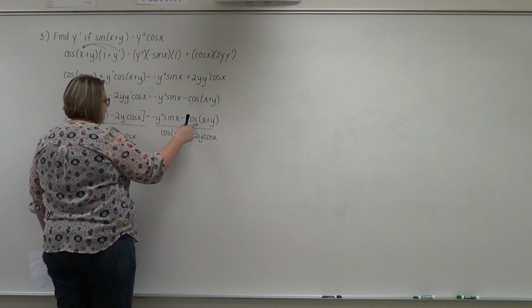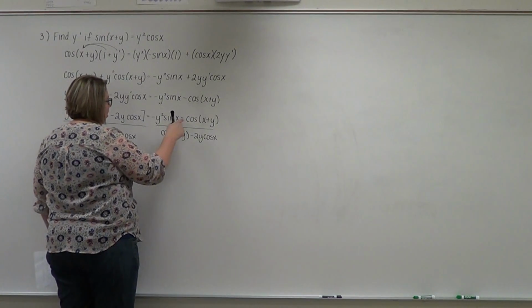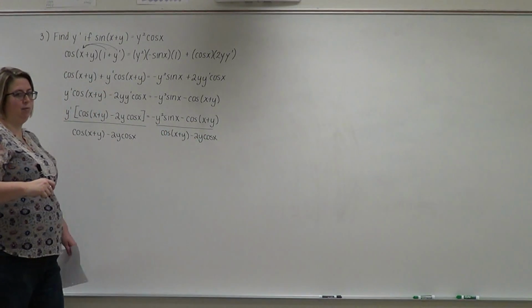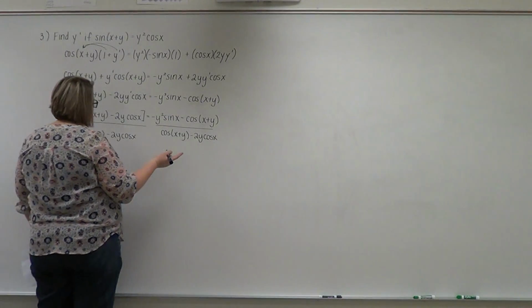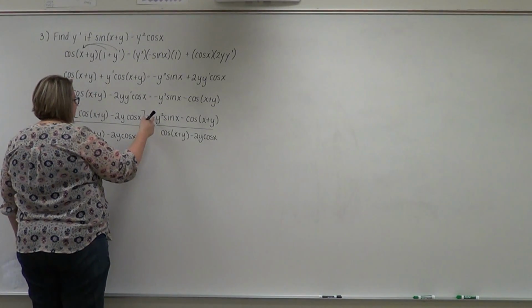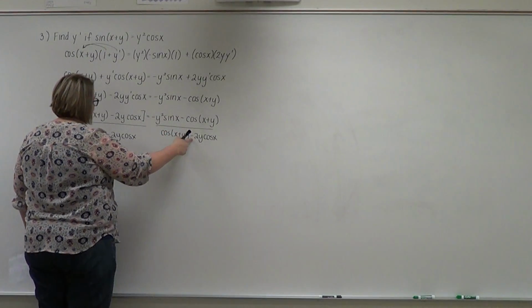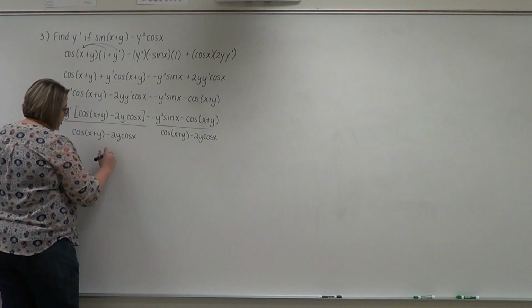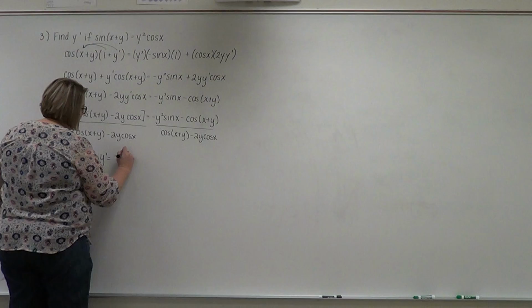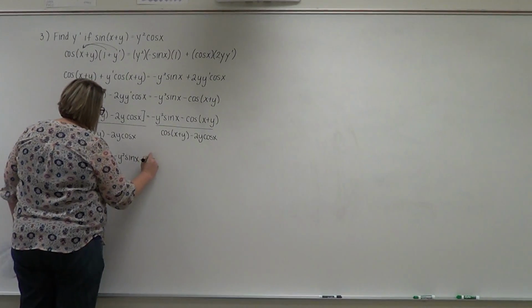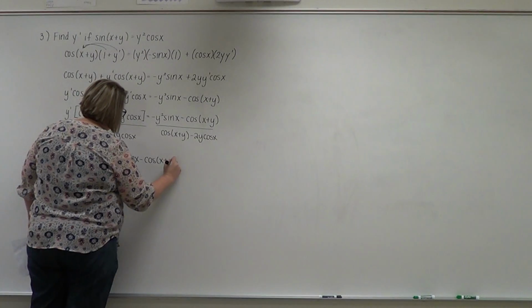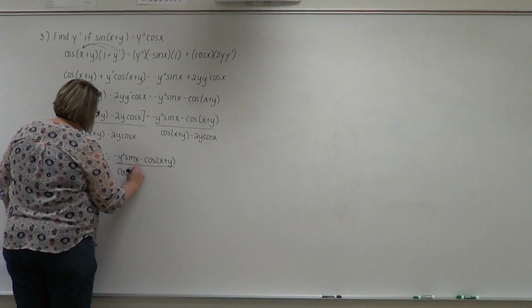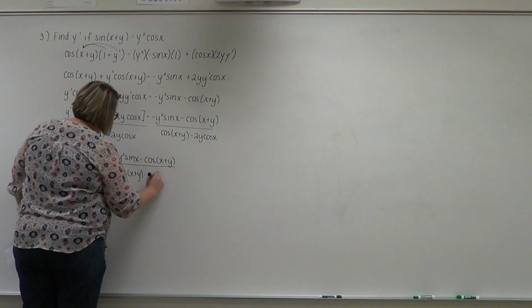Now I know there's a cosine x plus y on top and bottom, but this is subtracted with that, and that's combined with that. They have to look exactly the same in order to cancel, so there's nothing you can cancel here. If you want to take away the negative, that would make positive, negative, positive. That'd be really the only thing you could simplify. So my derivative is negative y squared sine x minus the cosine of x plus y, divided by cosine of x plus y minus 2y cosine x.